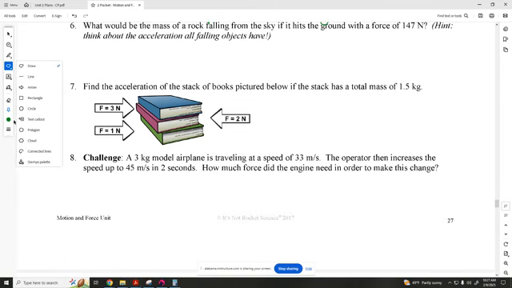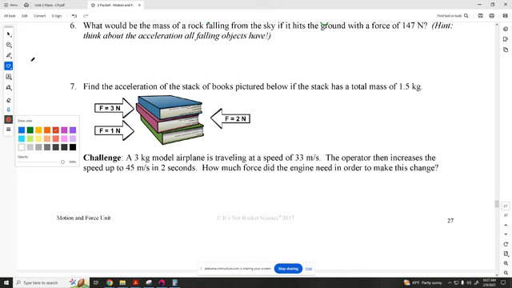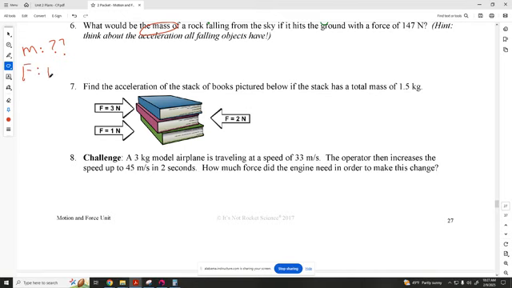6. What would be the mass? So I'm looking for the mass of a rock falling from the sky if it hits the ground with a force of 147 newtons. And I know that if it's falling from the sky, the force pulling it downward is gravity, which has an acceleration of 9.8 meters per second squared.